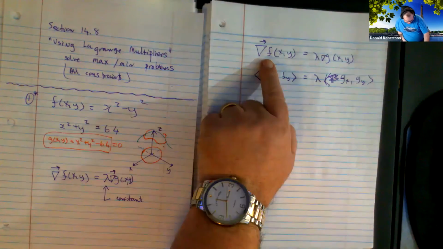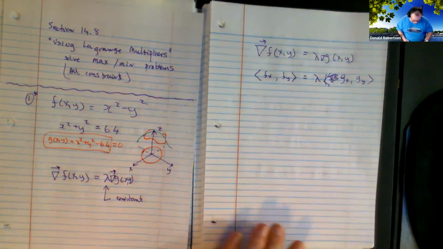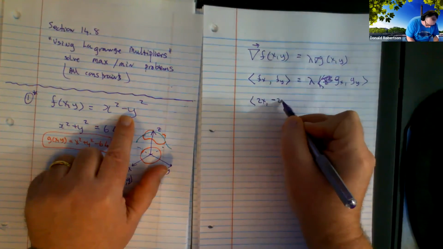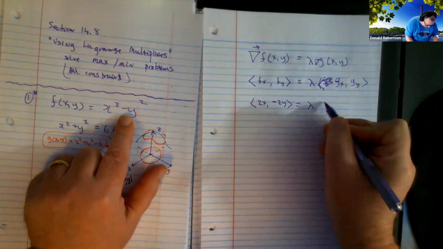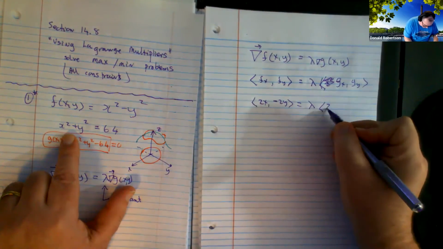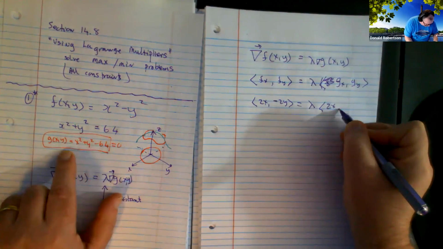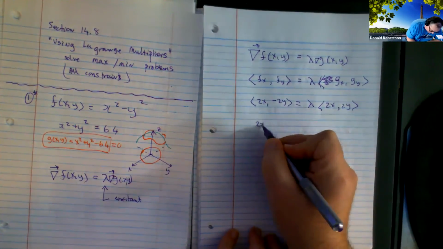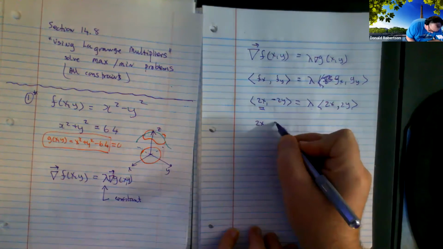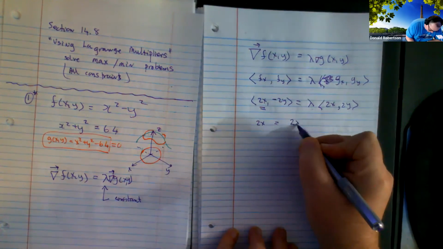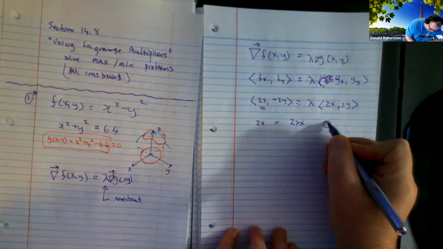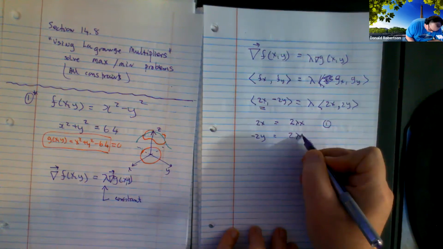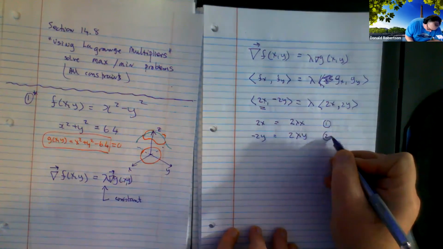So the gradient of f will be lambda times the gradient of g. In this case, I have 2x, negative 2y. I have a lambda, and this guy gets me 2x and 2y. Now I'm going to set these up. This one has to equal this one. So 2x equals 2 times lambda times x, and I'm going to call that equation 1. And negative 2y is 2 times lambda y, and I'm going to call that equation 2.